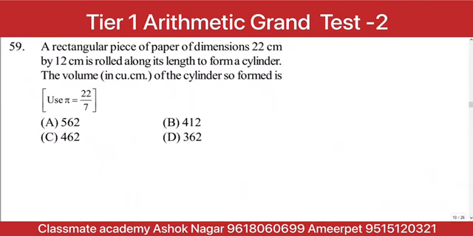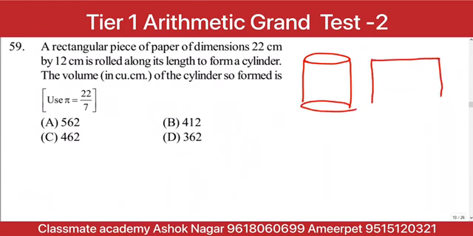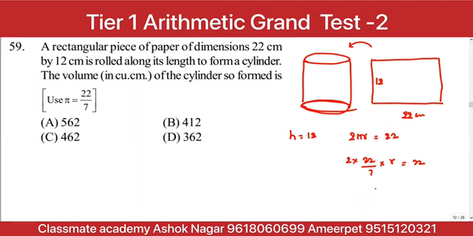A rectangular piece of paper of dimensions 22 centimeters by 12 centimeters is rolled along its length to form a cylinder. Find the volume of the cylinder formed. So you are rolling it like this. This is a rectangle, you are converting it into this. 22 centimeters, 12 centimeters is the height. The height of the cylinder is 12 only, but the circumference is 2 pi r, which is equal to 22. 2 into 22 by 7 into radius is 22. Radius is 7 by 2.